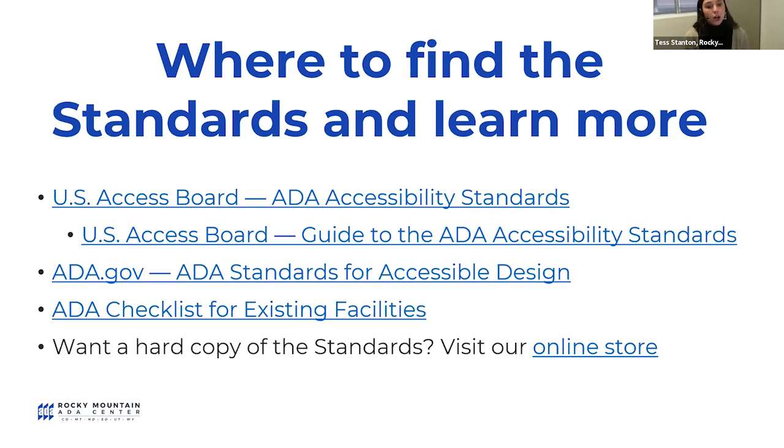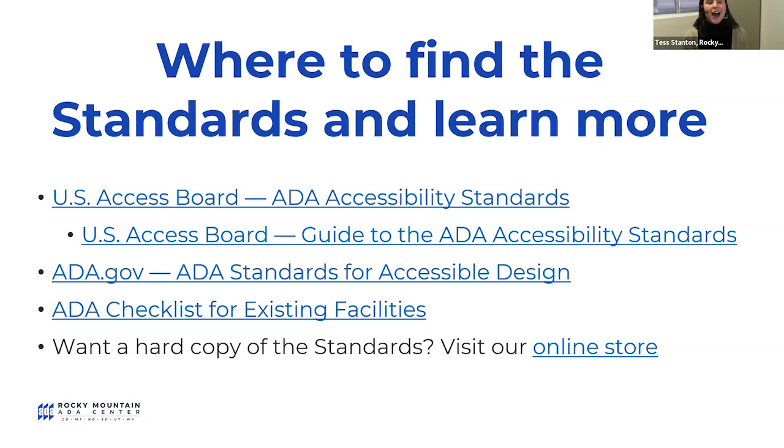And then if you want a hard copy of the standards, you can visit our online store, which again is linked in the slide notes. I can also provide these links in the chat as well. The hard copy of the standards is available through our online store at rockymountainada.org. You can access our store. And so those are all the places you can find the standards and learn more.